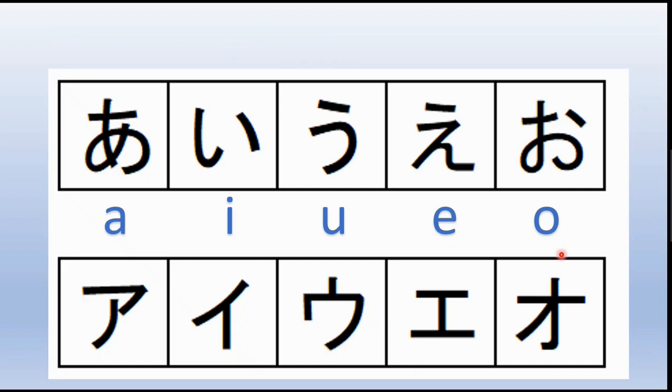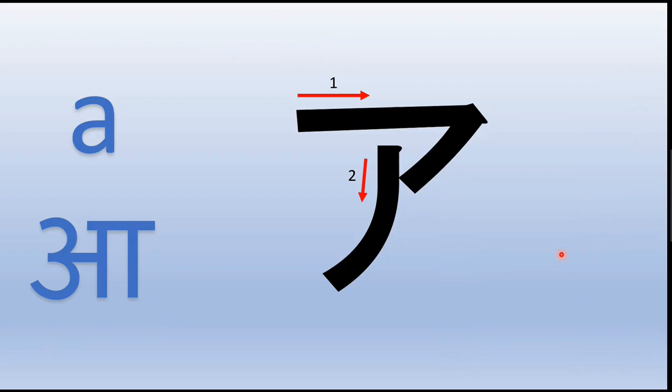Now we shall see how to write these katakana alphabets. We begin with A. As you can see, the red arrows indicate the direction of the strokes that we have to make while trying to write this alphabet. The first stroke is like this. This is a single stroke, and the second stroke is like this towards the end. So this is A.